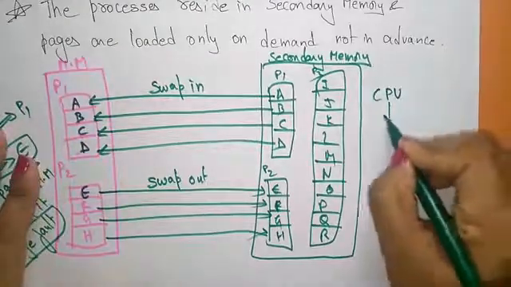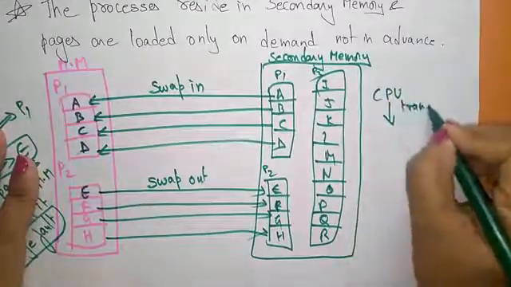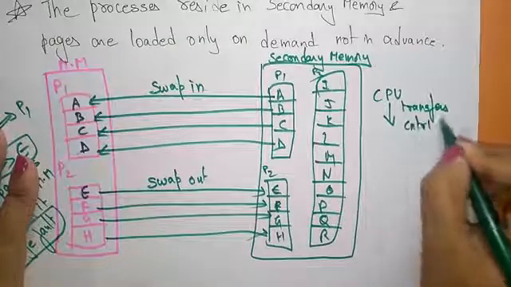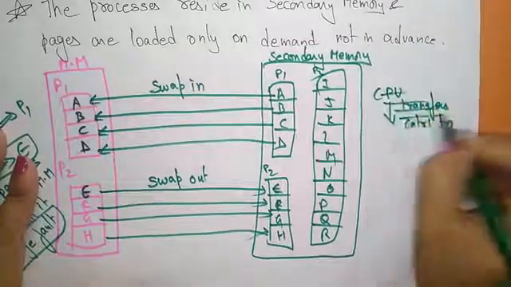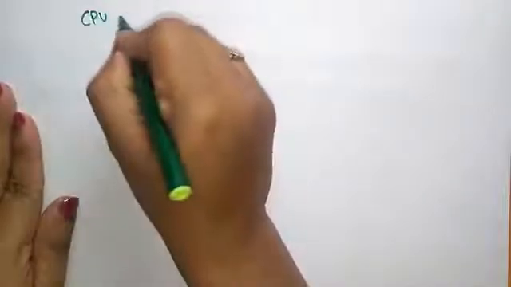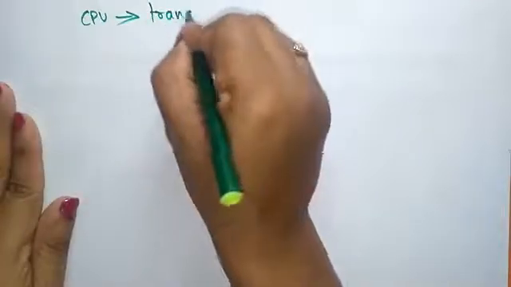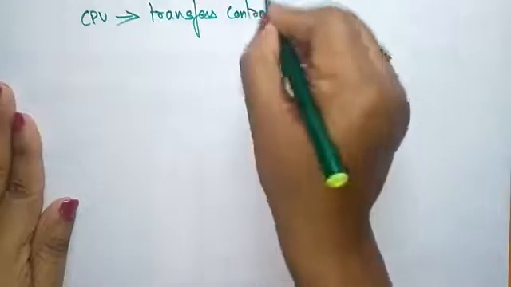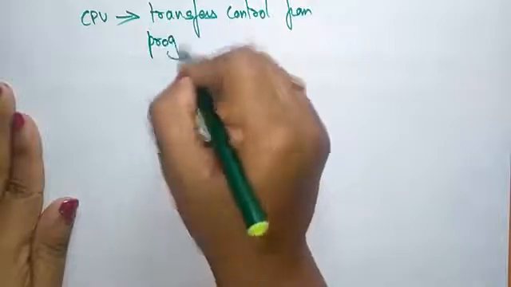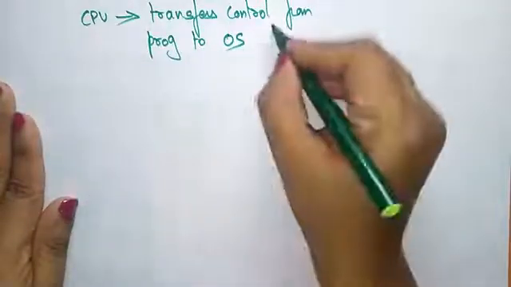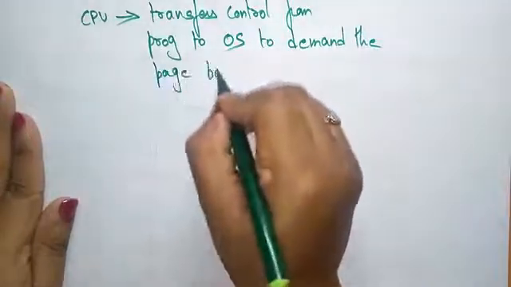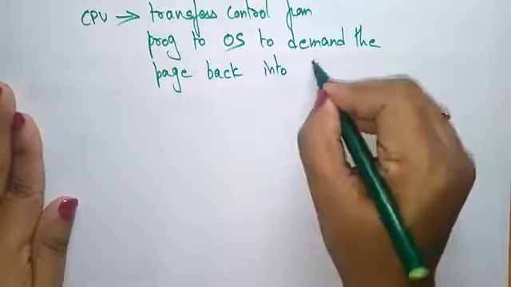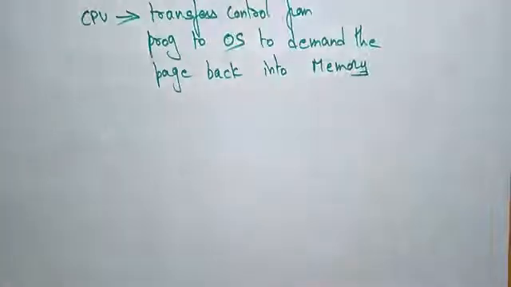So if a page fault occurs, the CPU transfers control from the program to the operating system to demand the page back into main memory. So that is the concept.